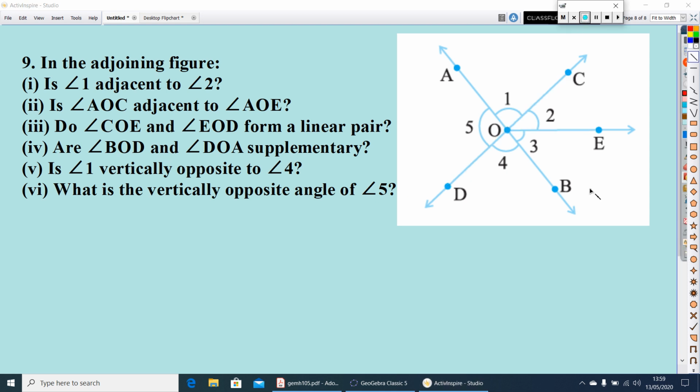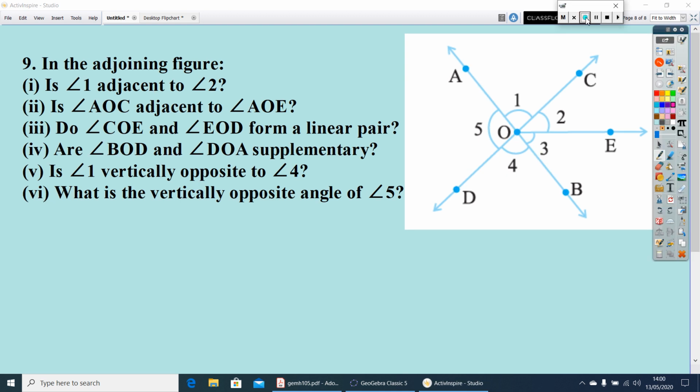Next, are angle BOD and angle DOA supplementary? Supplementary means the sum of the angles is equal to 180 degrees. You know OB and OA are opposite rays, so this angle will be 180 degrees. So we can say both angles are supplementary.